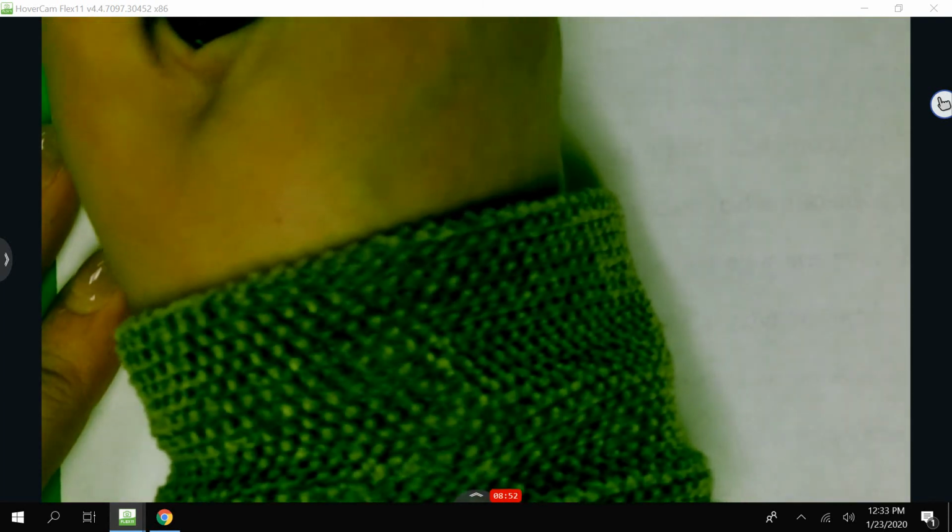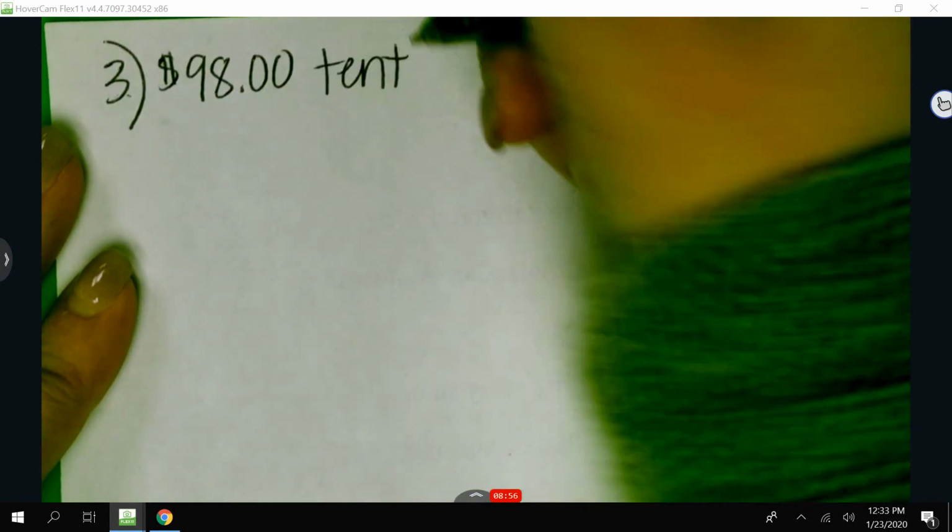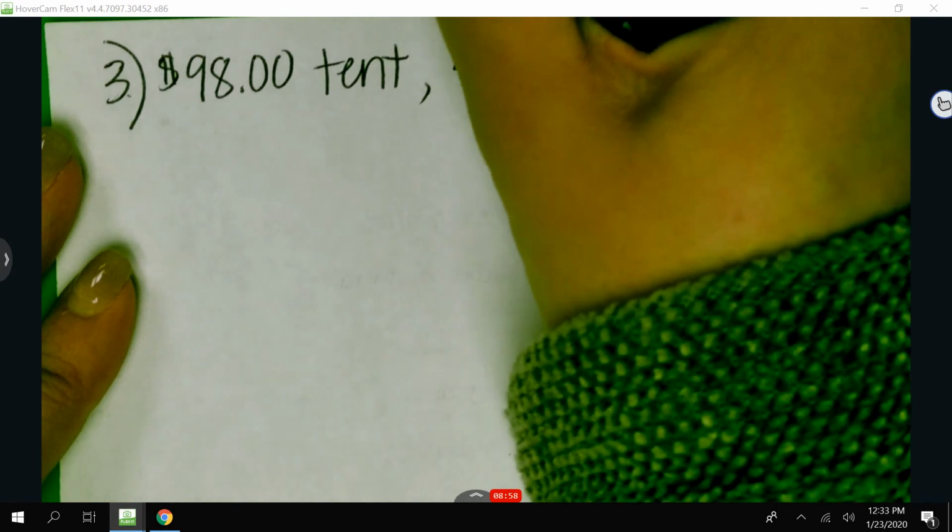All right, one more example. I've got a $98 tent. It is discounted 40%.